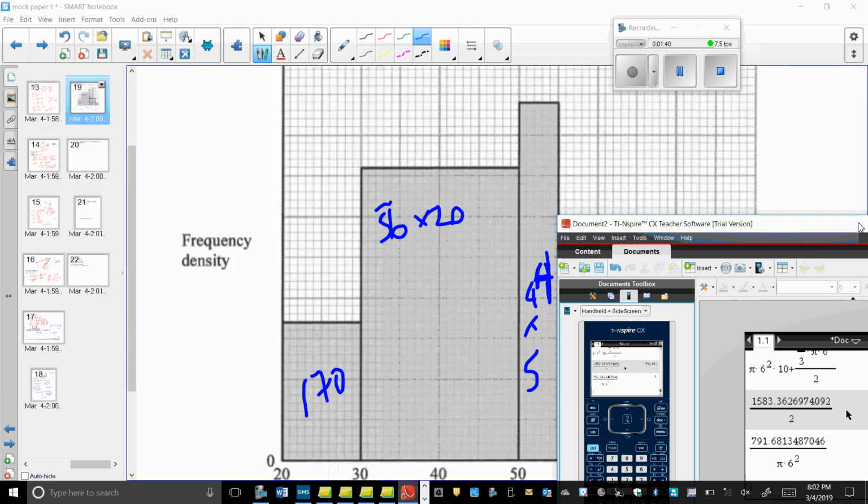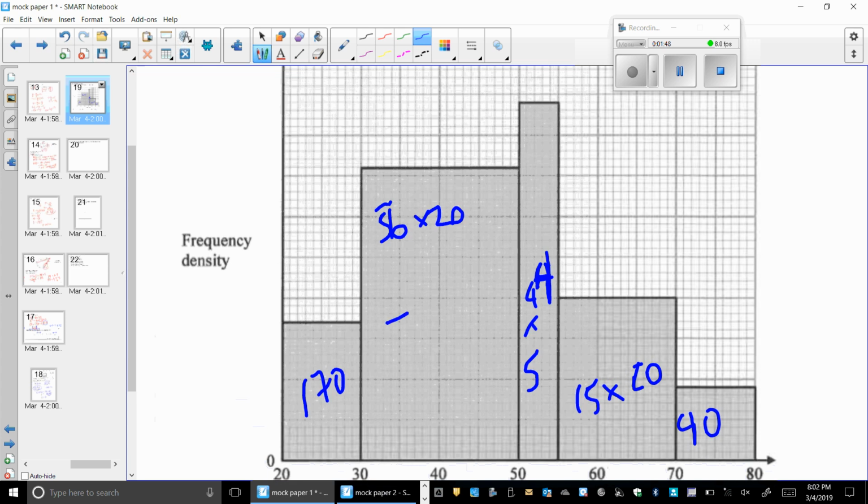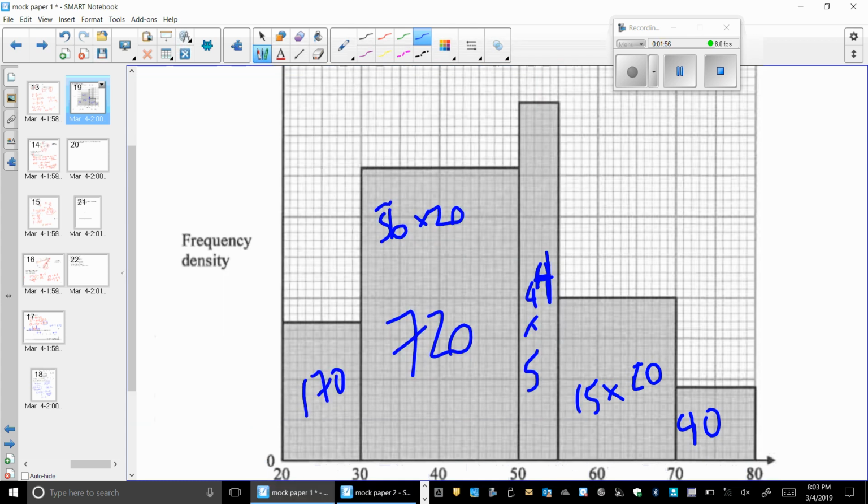So what was it? 36 multiplied by 20, that's 720. 44 multiplied by 5, it's 220. 15, so that's 300 there, and 90.